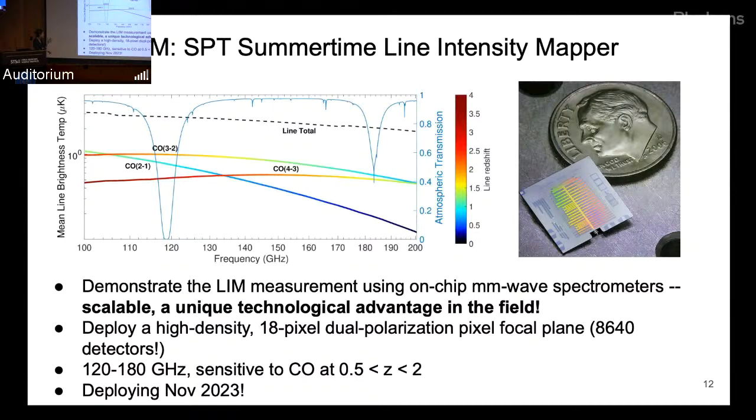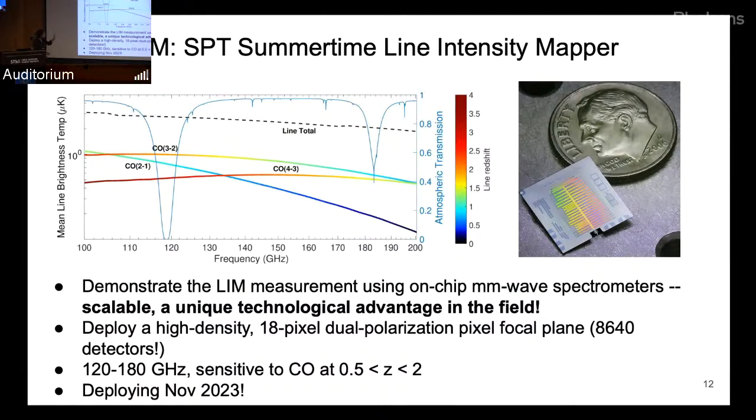So we're going to deploy a high-density 18-pixel dual polarization focal plane, which is about 8,000 detectors. And we'll be covering the frequency range of 120 to 180 gigahertz. If you look at the plot at the top, this is giving you 3 different CO lines. So CO, the J 2-1 transition, 3-2, and 4-3. And you can see in the color what redshift you're getting them at. Overplotted in blue is the atmospheric transmission.